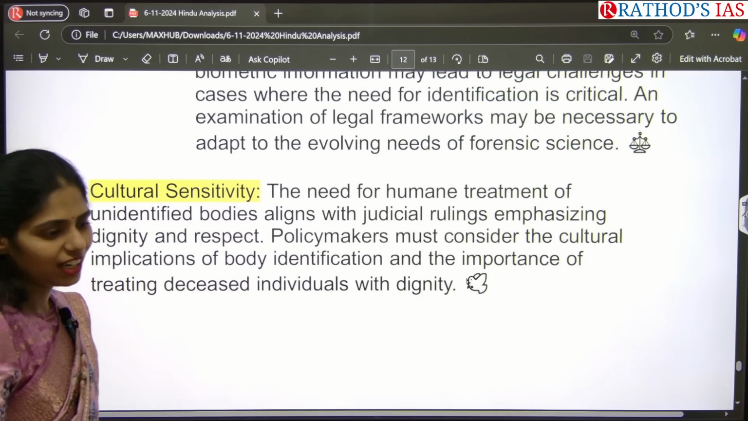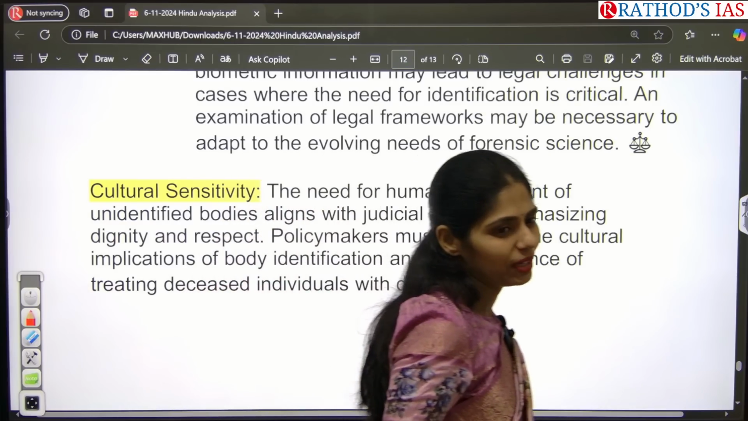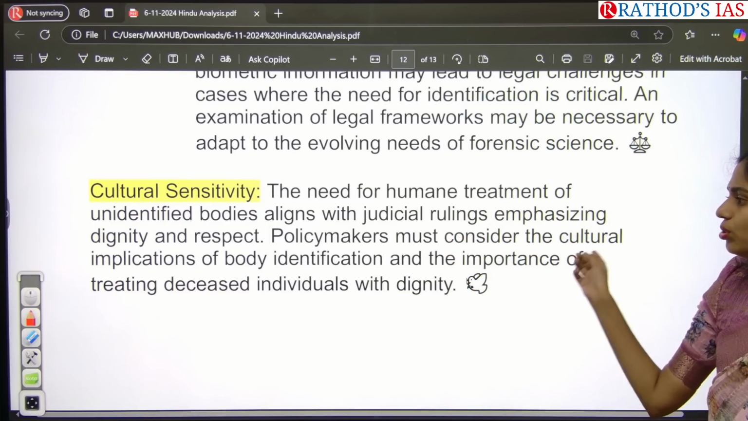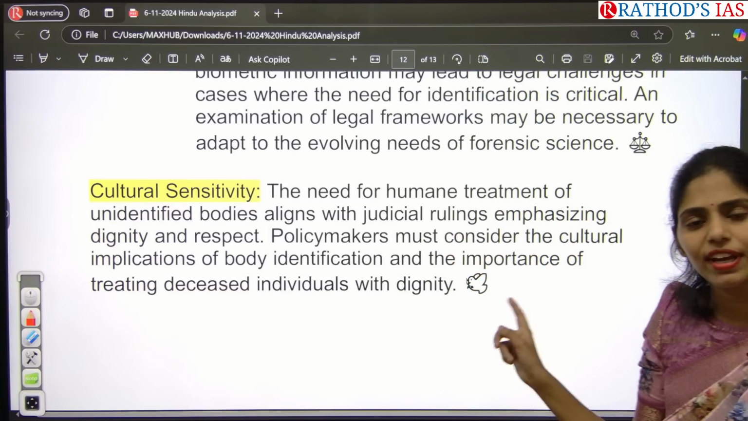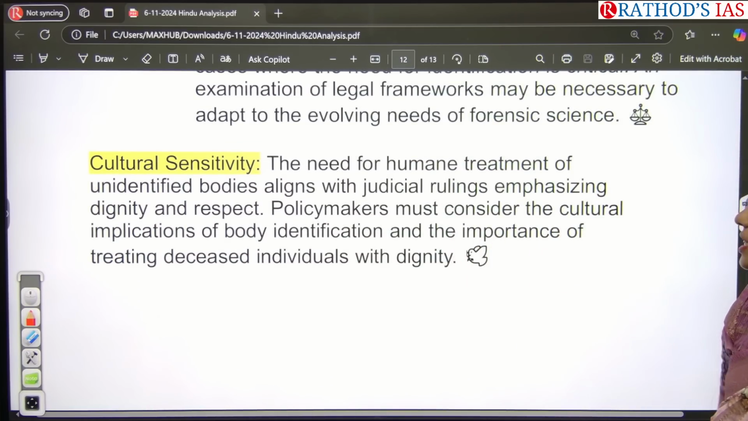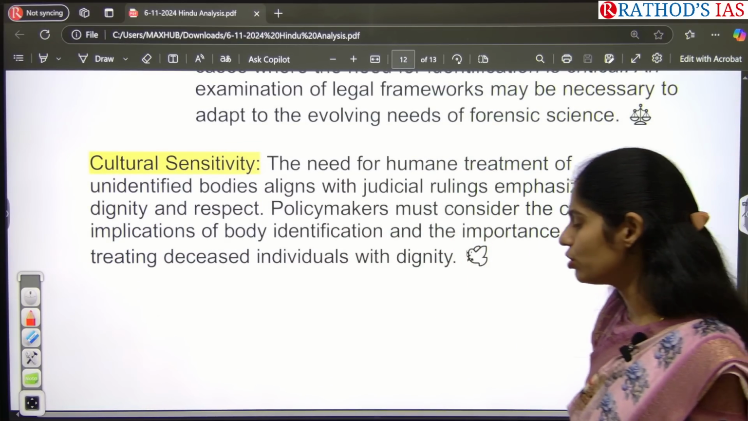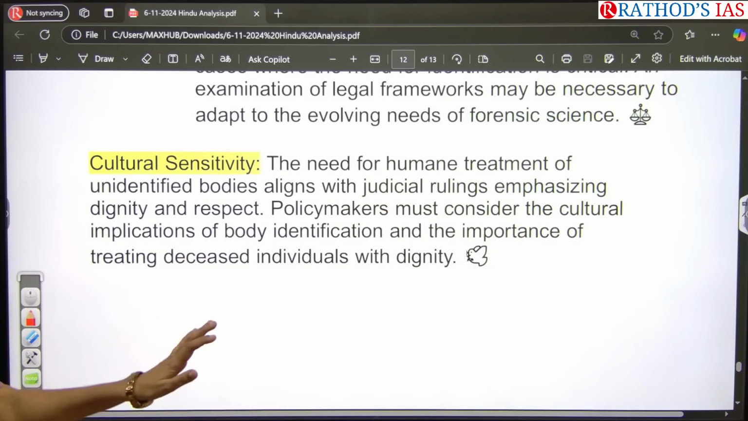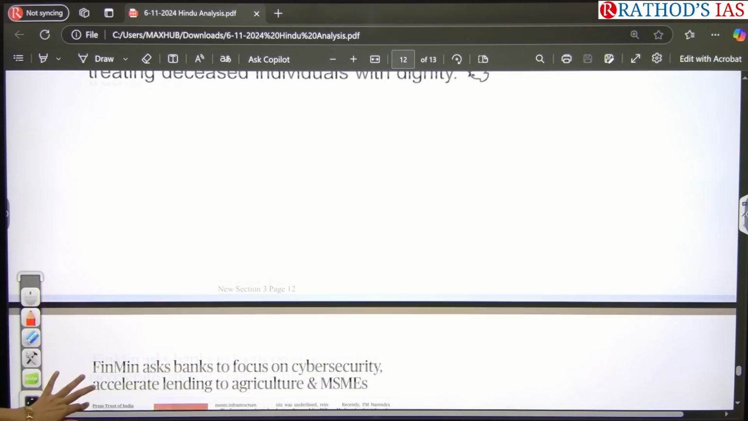And even we need proper humane treatment of unidentified bodies. If you say unidentified bodies, don't treat them in an inhuman manner, because they also have the right to life and dignity even after death. Here we have to especially respect them and show dignity towards them. Policy makers need to consider the cultural implications of body identification, and we have to treat these deceased individuals with dignity even after death. So these are the things mainly said in this article.